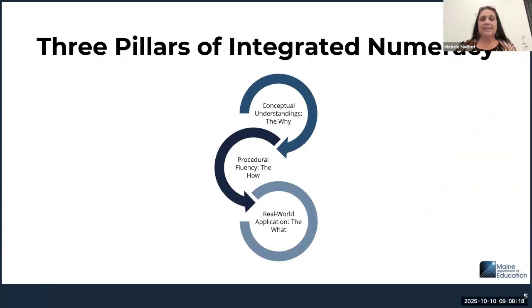One of the things we've developed here at the II team are these 3 pillars of integrated numeracy to support our work. The first pillar is conceptual understanding, which is our why; the second is procedural fluency, which is our how; and the third is real world application, which is our what. This guides our work as we think about numeracy and mathematics and how we can best support our students in engaging with these.